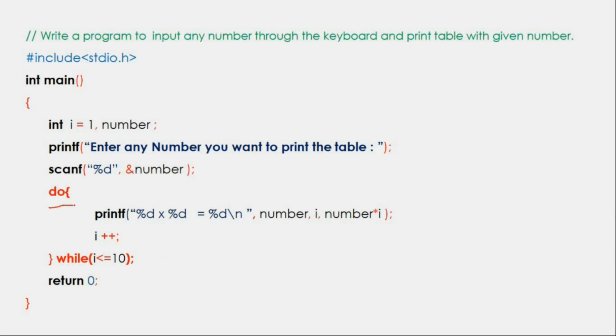As you see on the screen, do is written instead of while, with some statements, and then the closing curly brace. Then we write the do while condition within parentheses, i less than or equals to 10. Now the program is completed. If you want to see and check the output, compile and run the program first. Now you can see on the screen the output is visible and printed.